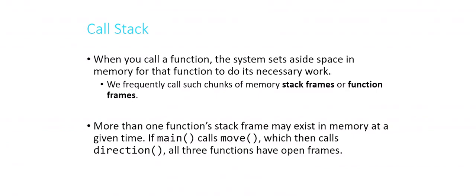Now, it's possible that more than one function's frame might exist in memory at any given time. So for example, let's say the function main calls another function called move. And then the function move calls another function called direction. At that point, all 3 of those functions have open frames. But in general, only one of those frames will ever be active. Only one of those functions is ever running at a given time, even though all 3 of them have space set aside and are sort of like hanging out waiting to do something.